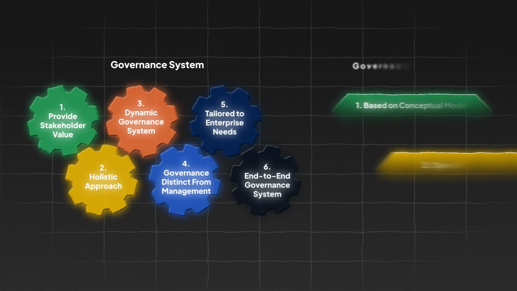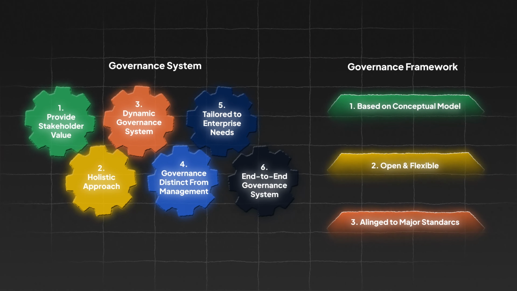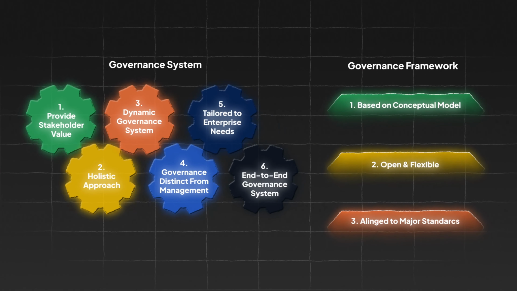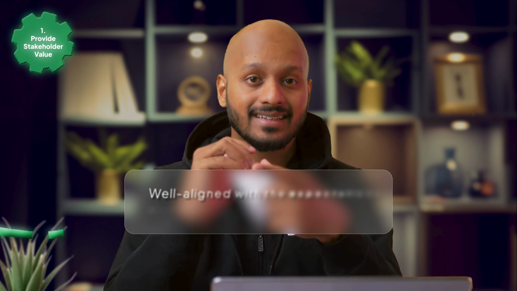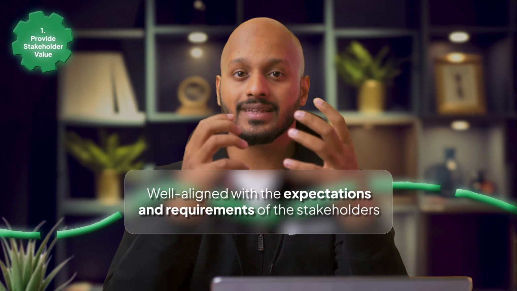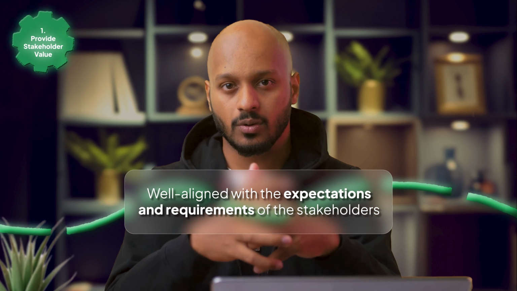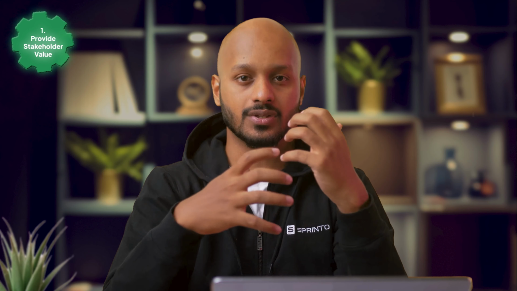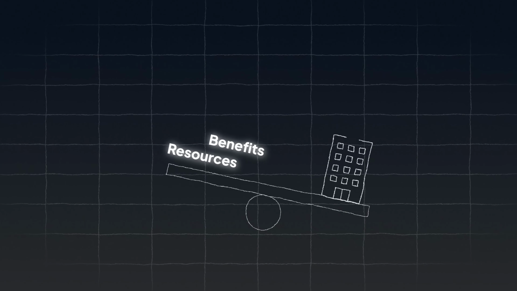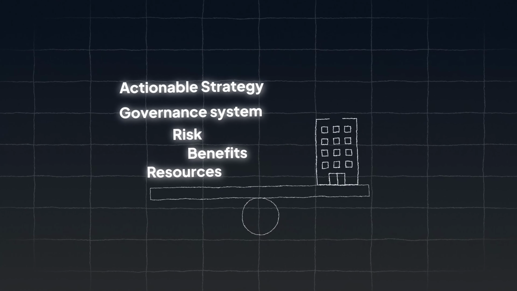So, now that we know what COBIT is, let's discuss the COBIT principles I mentioned earlier. COBIT is based on 6 governance systems and 3 governance framework principles that ISACA considers essential for effective management and governance of enterprise IT. Number 1, it's important that the IT governance systems are well aligned with the expectations and requirements of the stakeholders. This should be designed so that enough value is generated using its information technology. This is achieved by balancing resources, benefits, risk, governance systems, and actionable strategy.